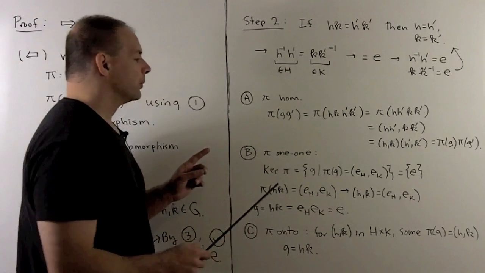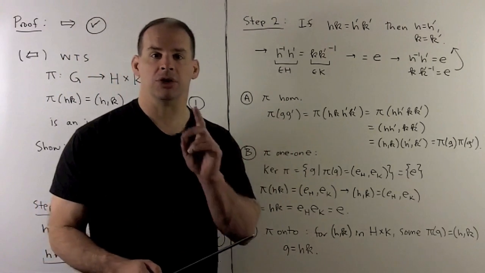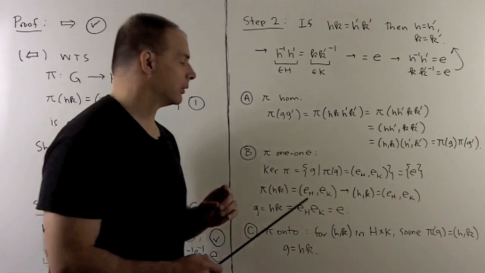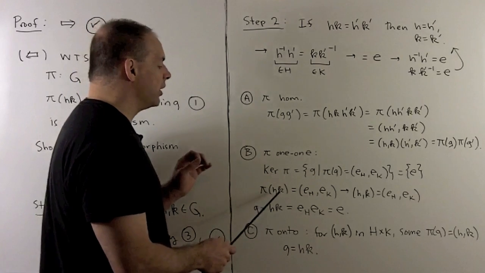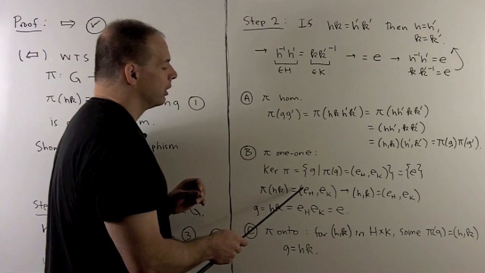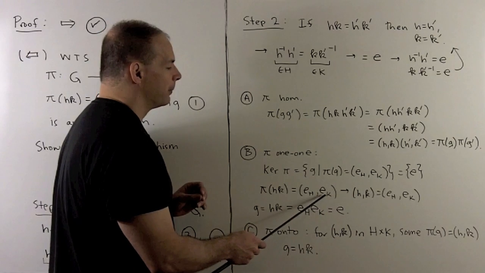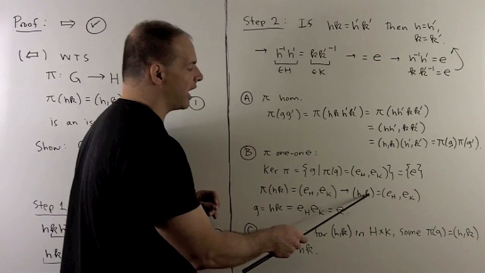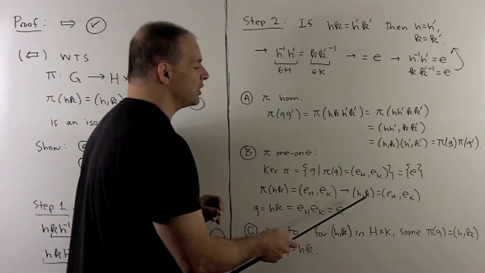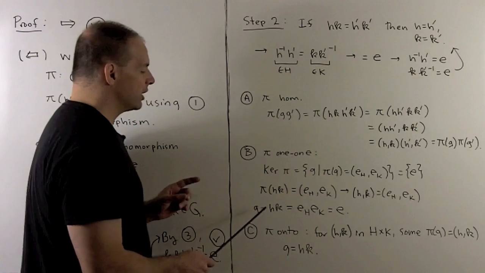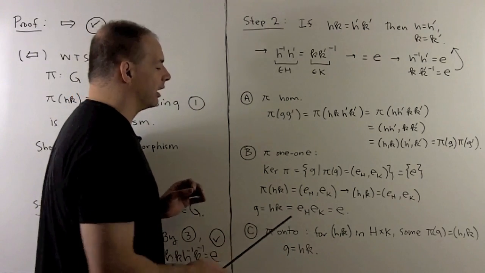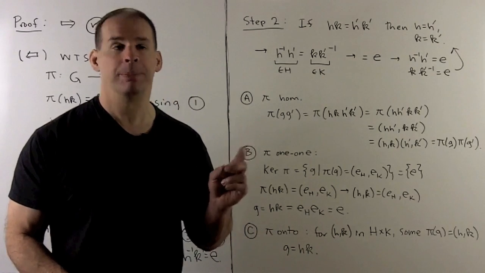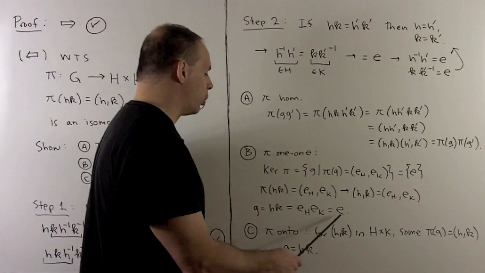For one-to-one, because I have a homomorphism, all I need to do is check the kernel. So the only thing I want in the kernel is the identity element of G. Now, if I have some HK going to the pair identity for H, identity for K, that means when we apply pi to HK, we get the pair HK. So H is the identity of H, K is the identity of K, which means HK is equal to the product of the identity elements. But these are subgroups, so their identity elements are just going to be the identity elements of G. So I get the identity of G out, and we have one-to-one.